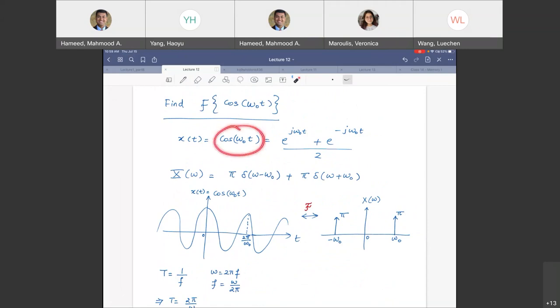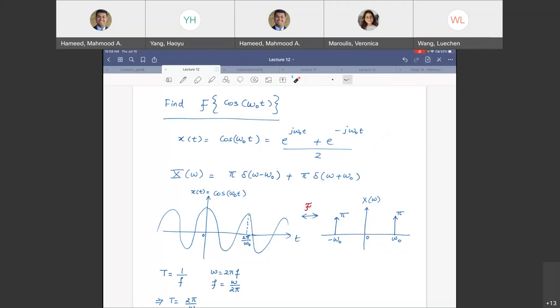For cosine omega naught t, using Euler's, I can express this as e to the plus j omega naught t plus e to the minus j omega naught t, divided by 2. This cosine has one frequency. What is that? Omega naught is the radian frequency.